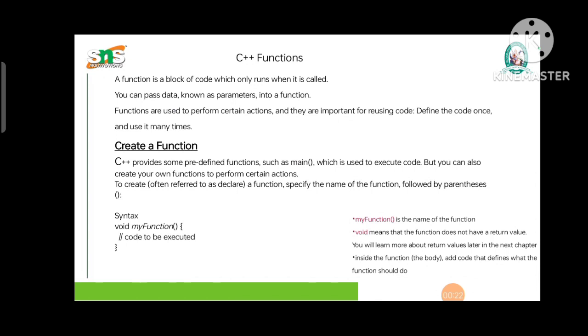In simple terms, a function is a block of code that runs when it is called. A function can pass data, known as parameters, into the function. Functions are used to perform certain tasks and they are important for reusing code. Defining the code once means it can be used a number of times. Creating functions helps in reducing code redundancy.